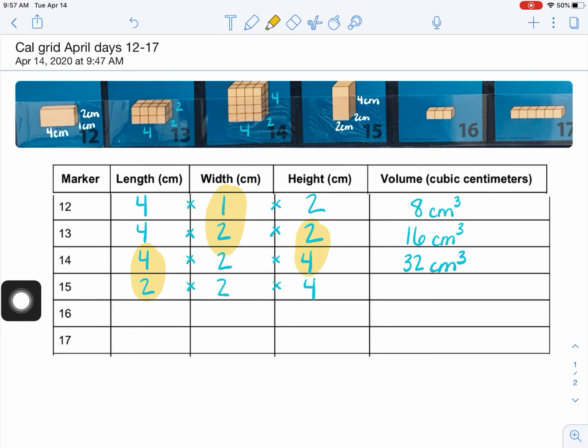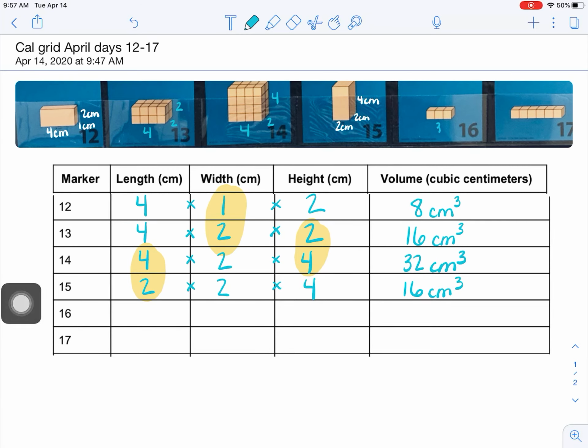So what do you think is going to happen to the answer this time? The answer is not going to double. The answer is going to also get cut in half. So 32 cut in half is going to get me back to that 16. Let's double check. 2 times 2 is 4. 4 times that 4 is 16 cubic centimeters.